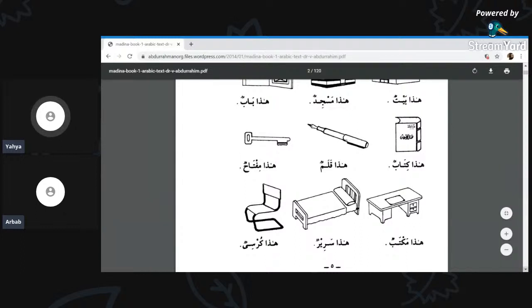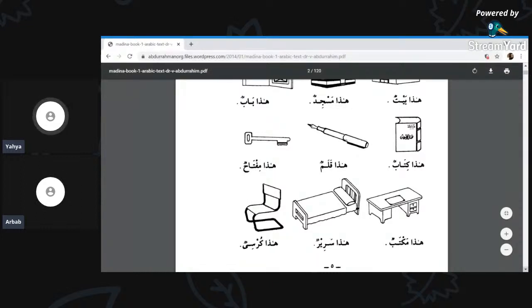So we'd use hadihi, which is the feminine form of hada. Obviously, we'd use that to refer to feminine nouns. For example, hadihi haqibatun, this is a bag. So hadihi is lil mufrad al muannath al qarib. And then the feminine form of dhalika would be tilka. So tilka sayyaratun, that is a car, for example. Tilka is for al-mufrad al-mu'annath al-ba'id.